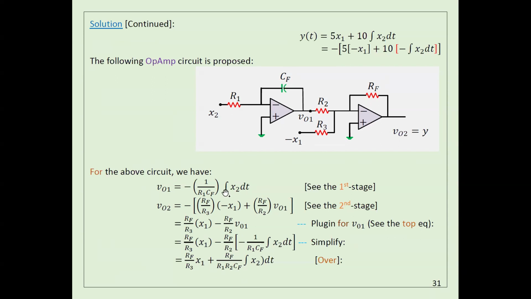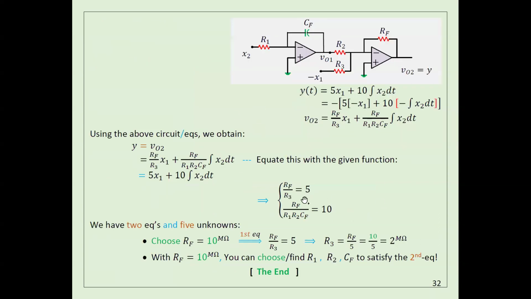So Rf divided by R2 is coming from this circuit here. It should be multiplied by this part here. So I have to make sure all this part is equal to 10. You got what I'm saying? So now I have to make sure Rf divided by R3 equals 5 in order to get 5 here. Number two, you have to make sure Rf divided by R1 times R2 times CF is equal to 10. Okay. Once I have these two equations, for sure, I can.